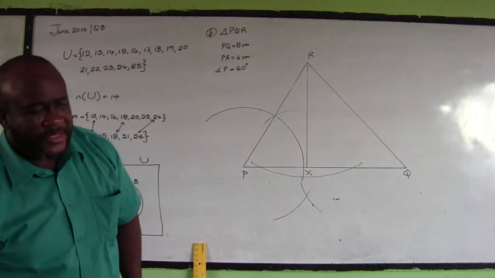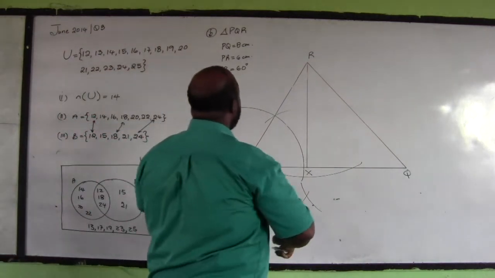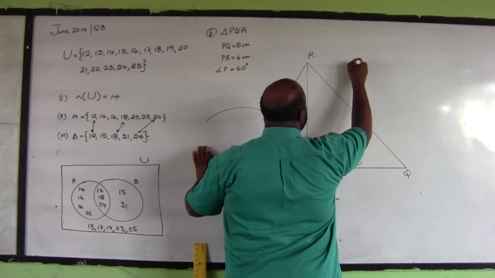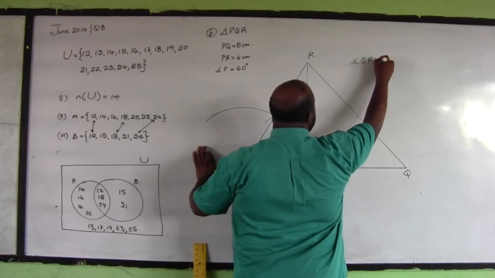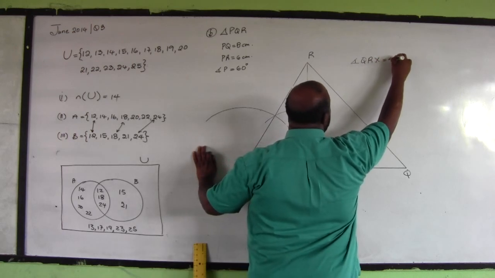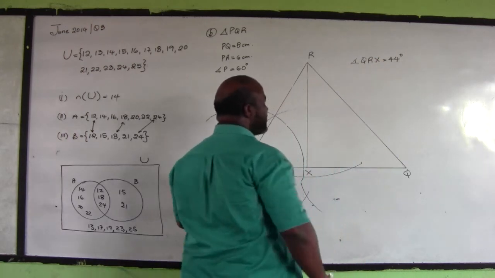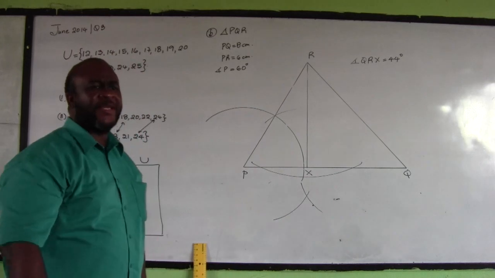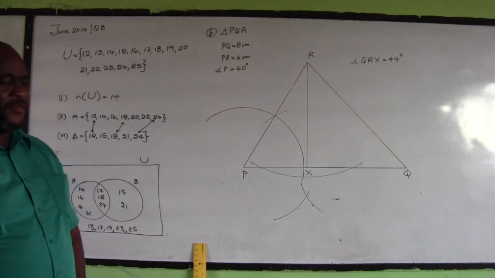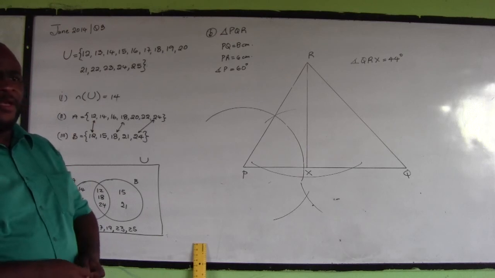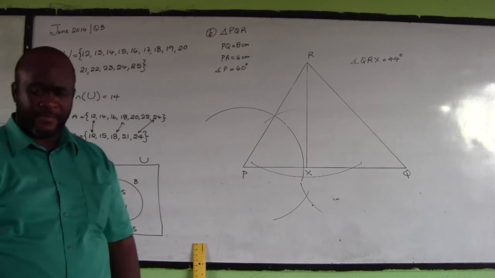So then I would write that my angle QRX is equal to 44 degrees. That is mine. When you measure yours, you might get something a little bit different. You get 30. That is mine. Okay, 30. Are we good? So you get 30.